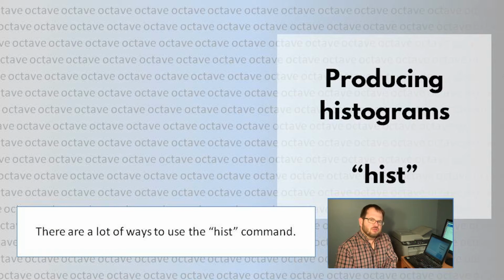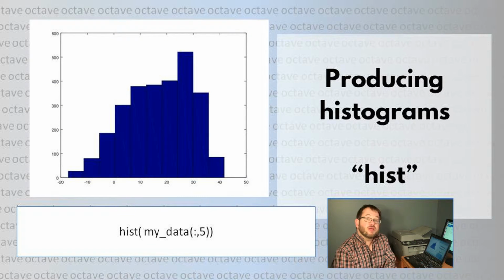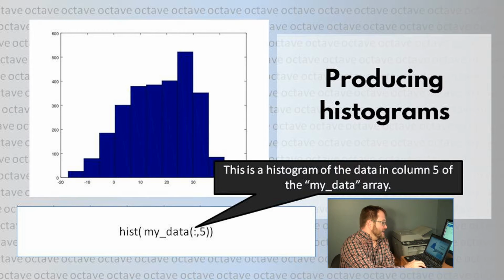It's a pretty useful little command, and in fact there are lots of different ways to use it. The documentation on the Octave website about the hist command is actually a little bit overwhelming. There's a lot of information there about all kinds of different ways you could use the hist command. Let me give you an example here. What if I just put hist and then in parentheses the data that I want to go into the histogram? For example, let's say I have this array I've called my data.